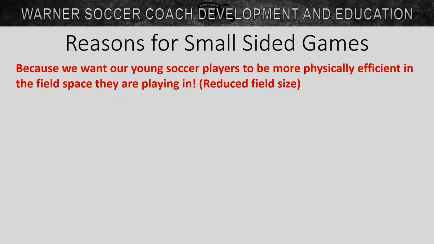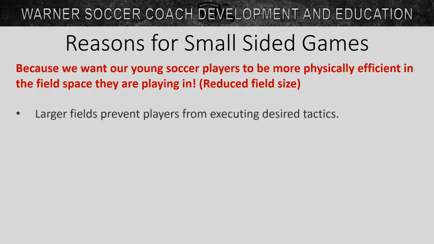The third one is a reduced field size. Now we've hit on this already, so we can go pretty quickly. The field needs to be appropriate to the size of the player, their physical capabilities. We want them to be able to execute full field tactics on their field. So now again, they can switch the field. They can make those attacking runs. They can play the ball two lines forward.